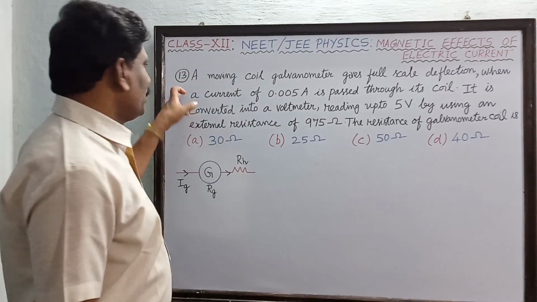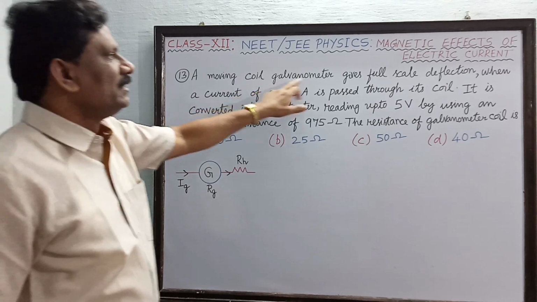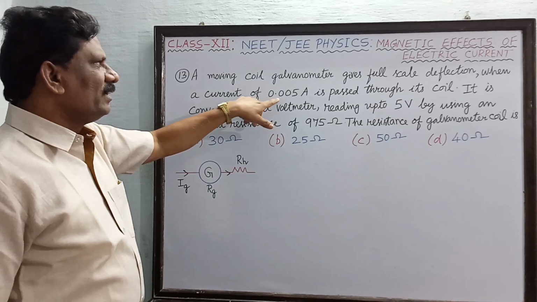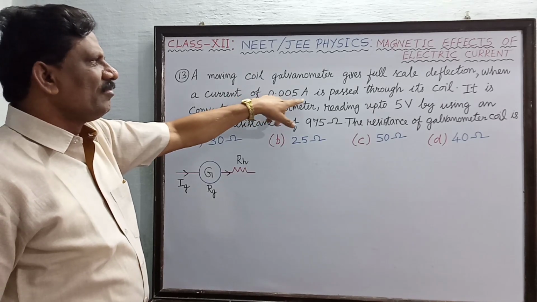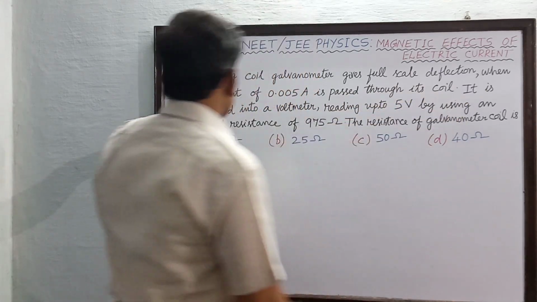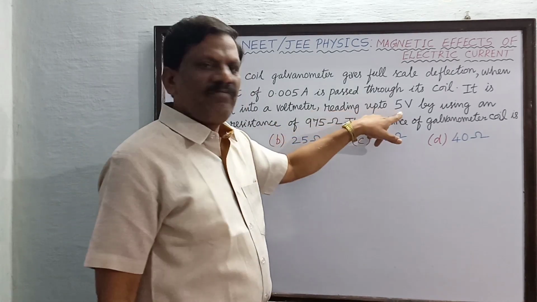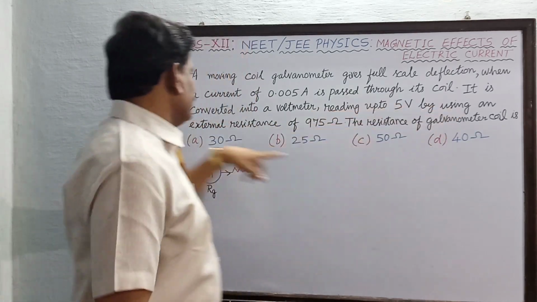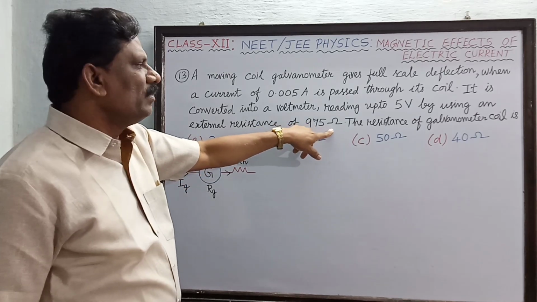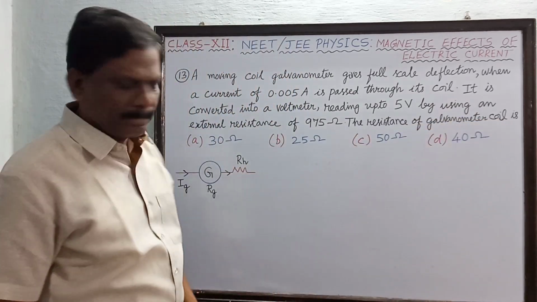Hi students, problem number 13. A moving coil galvanometer gives full scale deflection when a current of 0.005 ampere is passed through its coil. It is converted into a voltmeter reading up to 5 volt by using an external resistance of 975 ohm. Now the resistance of the galvanometer coil has to be determined.